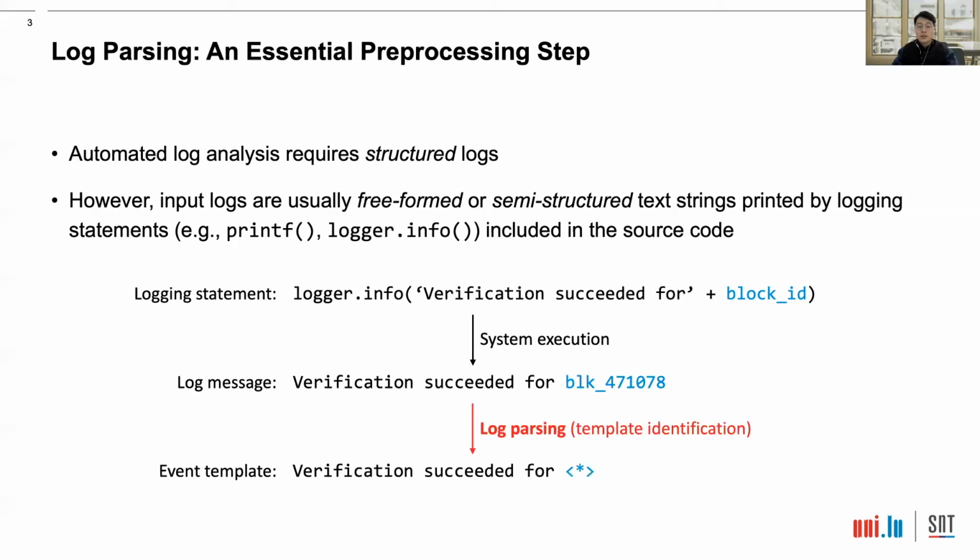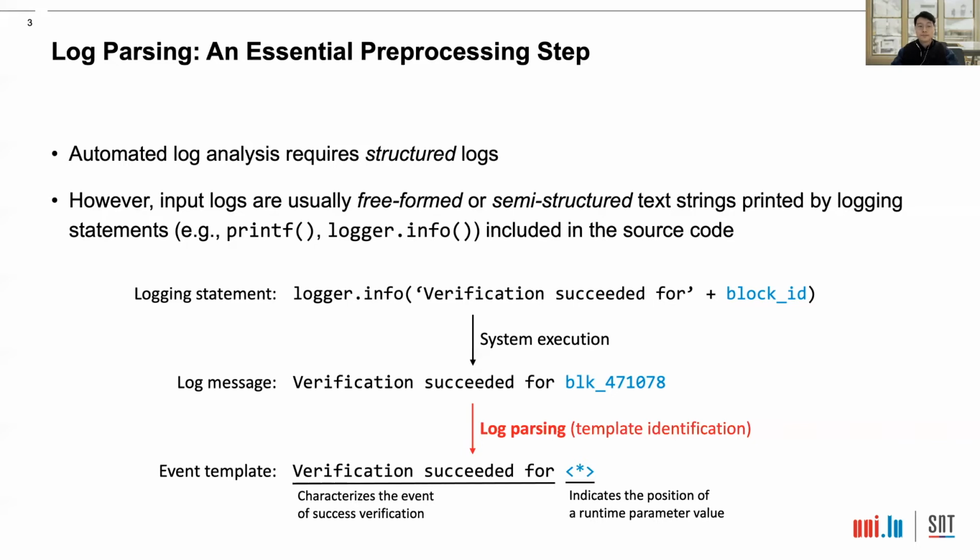What log parsing does is exactly that: it tries to identify some key information, and sometimes tries to identify the event template, which is composed of fixed parts and variable parts. In this case, the fixed part characterizes the event of success verification, and the variable part, indicated by a star, shows the position of a runtime parameter, which will be replaced by a value at runtime.